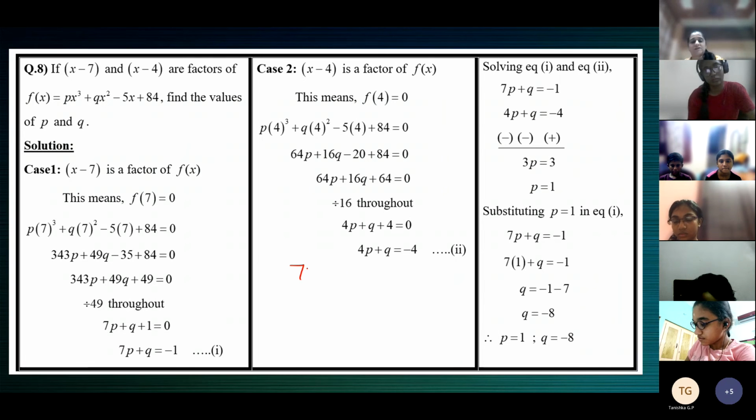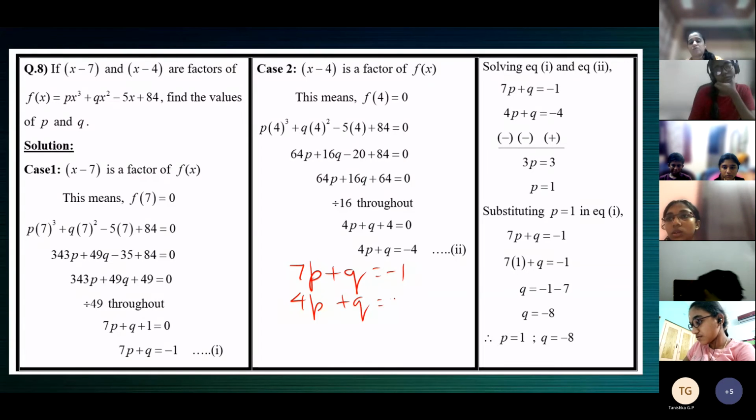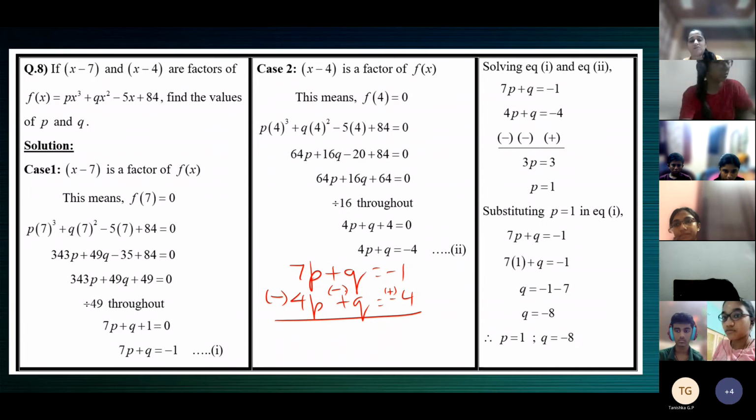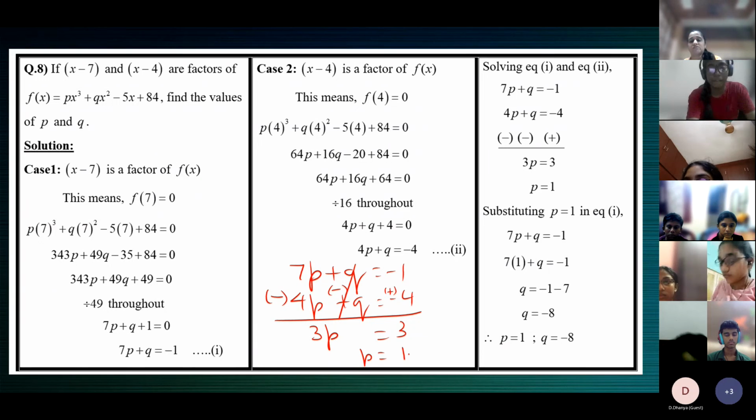So here we change the sign. 7p plus q is equal to minus 1, 4p plus q is equal to minus 4. Since plus q and plus q is plus 2q, you cannot eliminate them. So you change the signs throughout. Now plus q minus q is 0, so you've eliminated q. That way you can find the value of p. So 3p is equal to 3, p is equal to 3 by 3, which is 1.